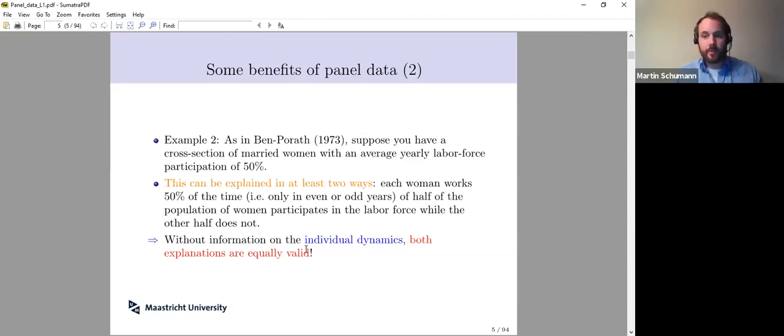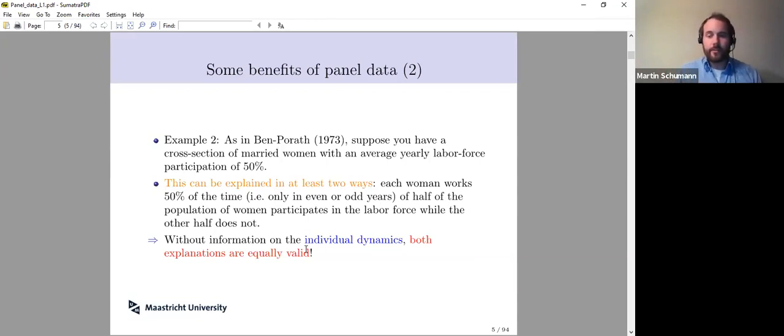Well, each woman works 1 year, then 1 year unemployed, 1 year, 1 year unemployed. Then in the whole population, you would have 50% of the women working at the time, right? That could be one explanation. The other explanation could be that you have half of the women working all the time, whereas the other half never works, which also gives you a participation rate of 50%. And you can have all sorts of mixtures between these two extremes.